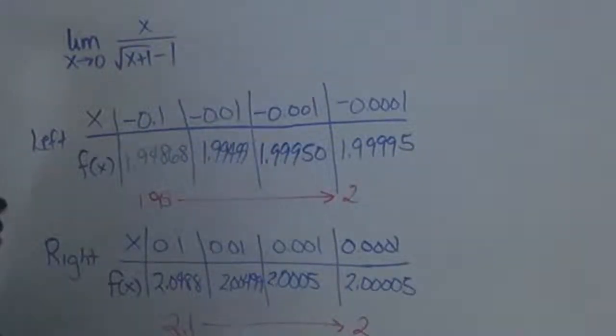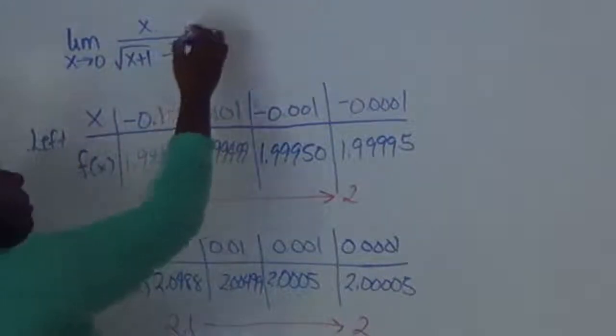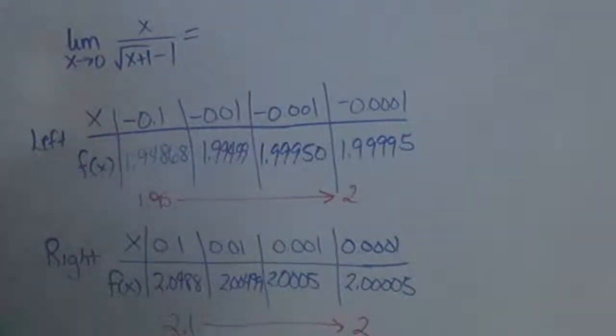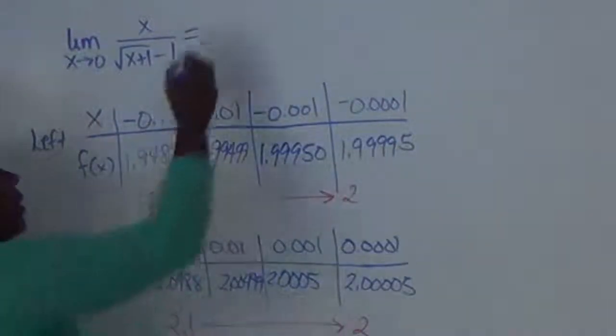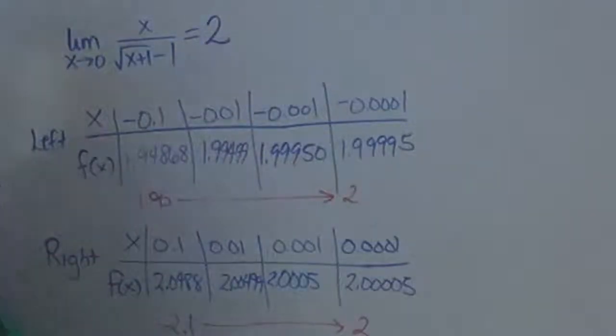So this means that my limit as x goes to 0 of x over the square root of x plus 1 minus 1, that limit is 2.